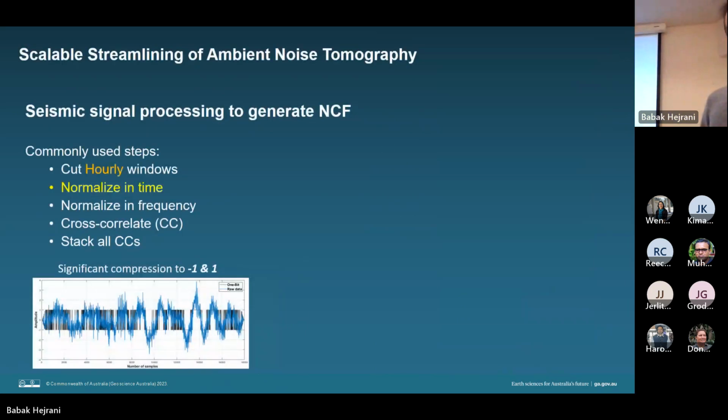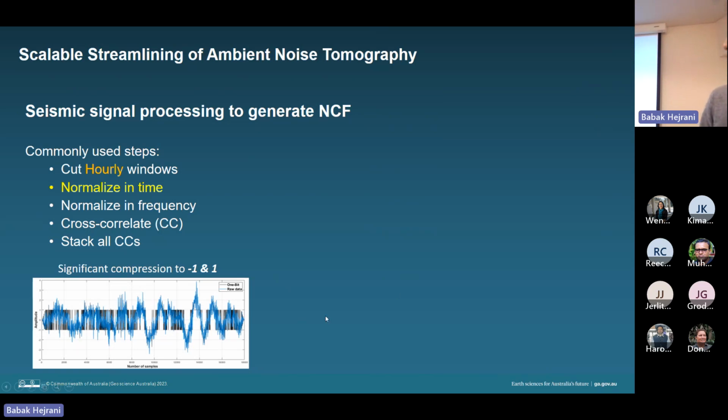Now, one other step in this workflow is normalization in time. So you have to normalize your data in time. And one method that is widely used, both in passive and also active seismic, is called one-bit normalization. And that's when you take the amplitude of your signal. If it's positive, you make that 1. If it's negative, you assign -1. So 1 and -1, that becomes your data.